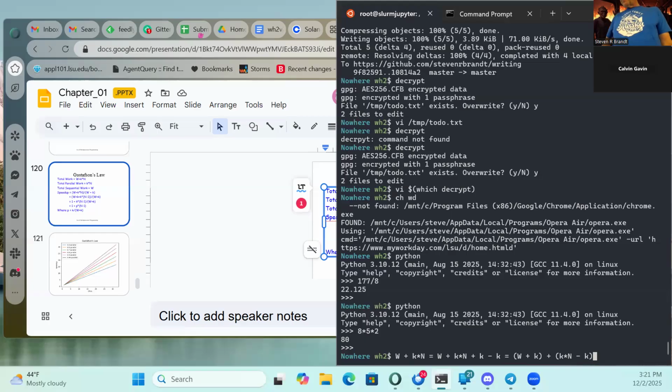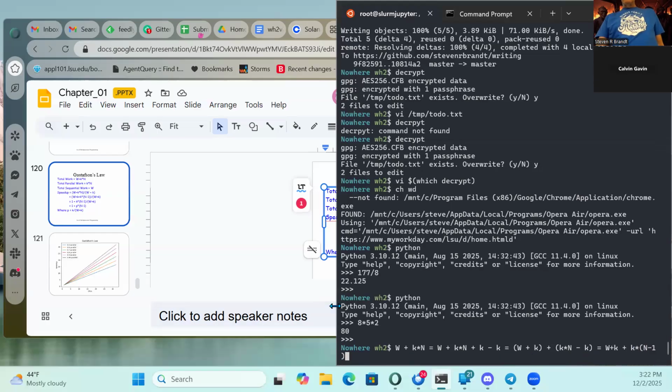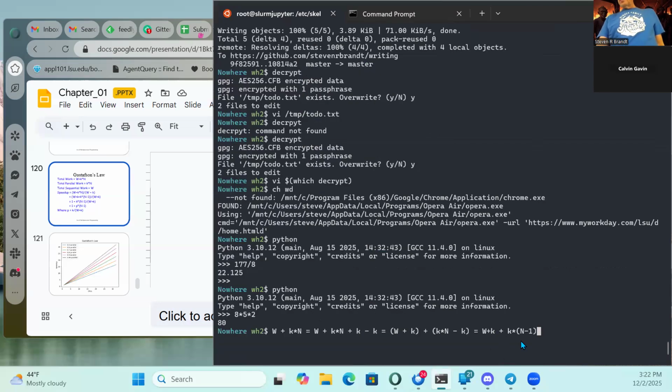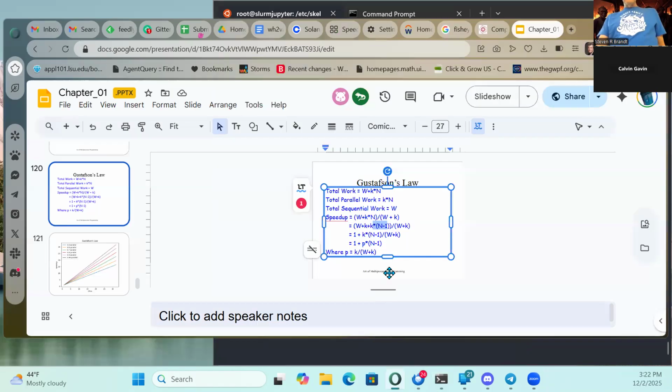All I did was regroup them. Oh, it's review. Yeah, this is Amdahl's, this is Gustafson's. I took this term and put them in these parentheses, and this term and put them in these parentheses. That's all I did, because I want to have a W plus K, because I have a W plus K in the denominator. And then the next thing is I group this, I say W plus K times (N minus 1), right? Okay. And that's how we get that.